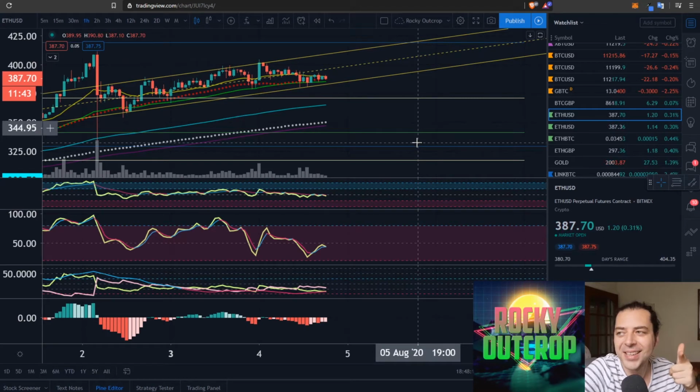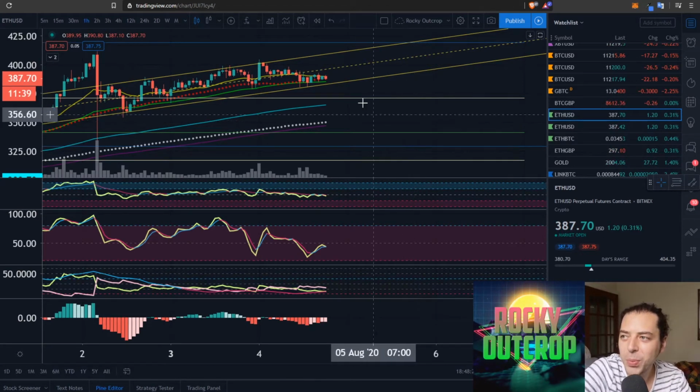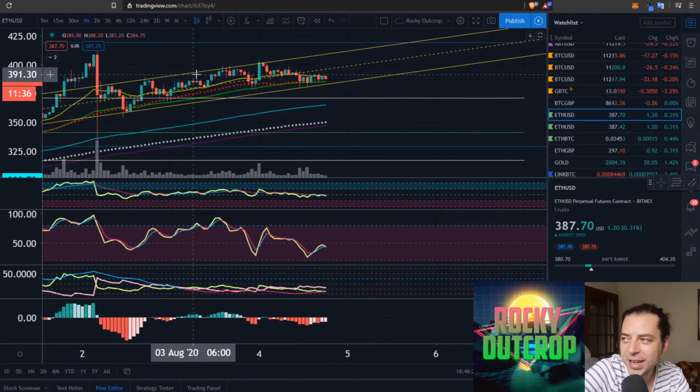Hi friends, let's take a look at Ethereum, shall we? Ethereum versus the US dollar, because that is what we be trading these days, right? And let's just take a look at it.